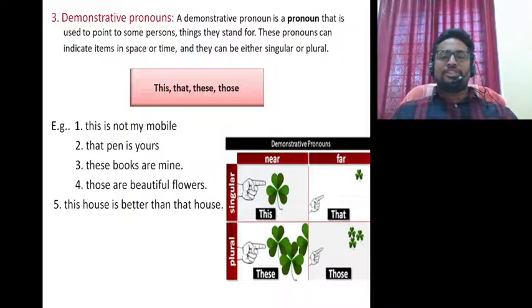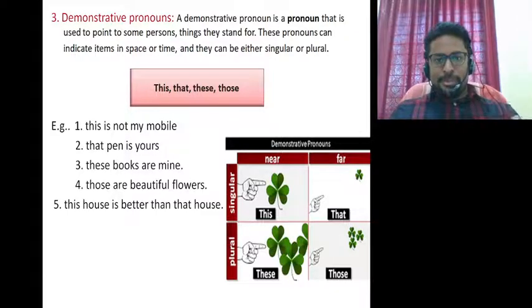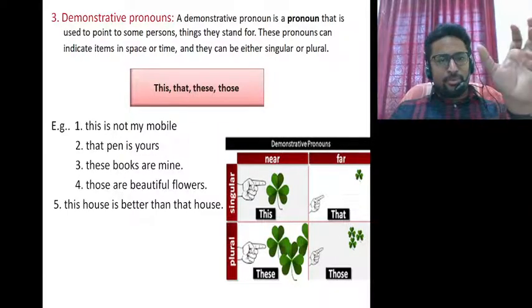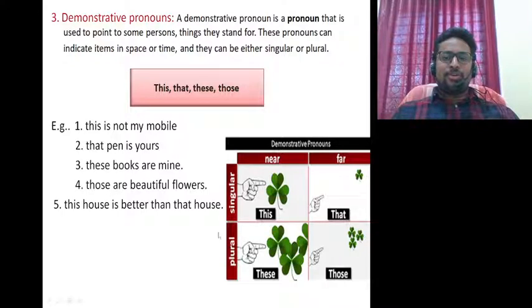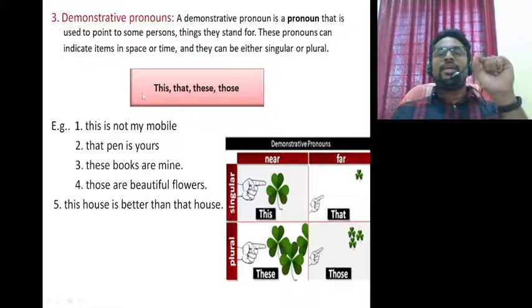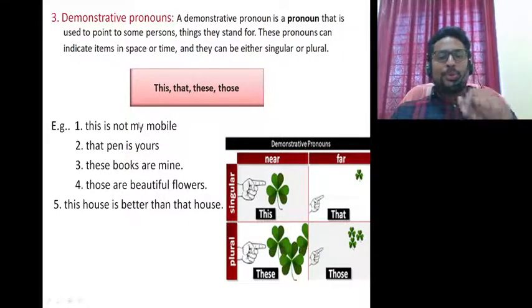We are using demonstrative pronouns to demonstrate the person and to demonstrate the thing. To demonstrate about people and things we use demonstrative pronouns. This, that, these, those, these all are called demonstrative pronouns.